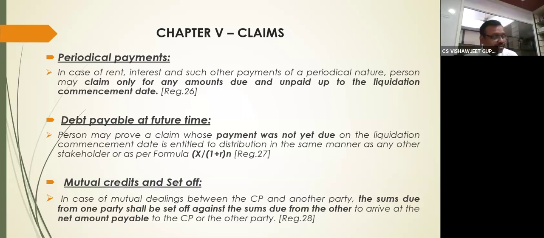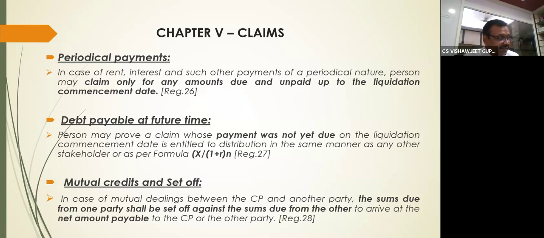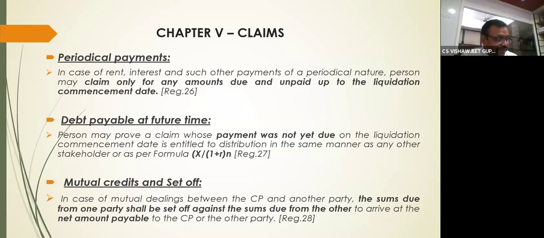Debt payable at future time. Okay. Actually, suppose any amount has not become due today on the liquidation commencement date, and that is due, suppose, 3 months later or 2 months later or 12 months later. Then here X means the value of the admitted claim, divided by (1 plus R) to the power n. R is the closing yield rate of the government securities of the maturity of n as of the date of the distribution as published by the Reserve Bank of India. And n is the period beginning with the date of distribution and ending with the date on which the payment of debt would otherwise be due, expressed in years and months in a decimal form.